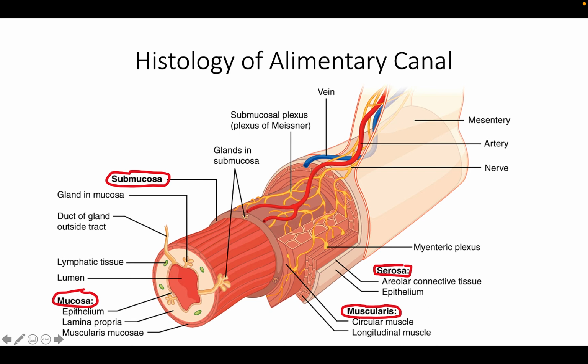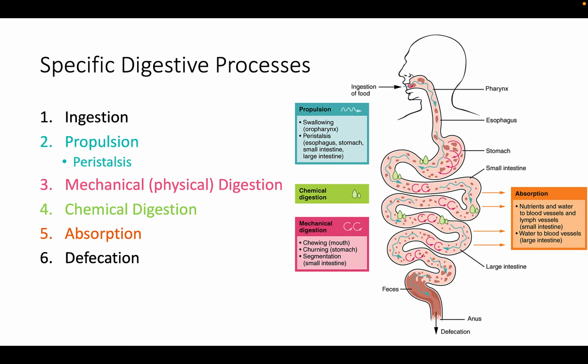So now that we know the histology of the alimentary canal and how it may or may not be modified throughout the changing organ regions, we can talk about the specific digestive processes: ingestion, propulsion, mechanical or physical digestion, chemical digestion, absorption, and defecation. The first of these processes, ingestion, refers to exactly what you think it might: ingesting, or getting the food into the alimentary canal through the mouth.